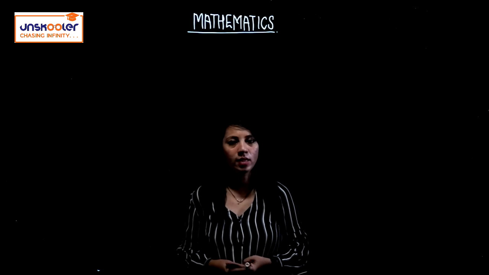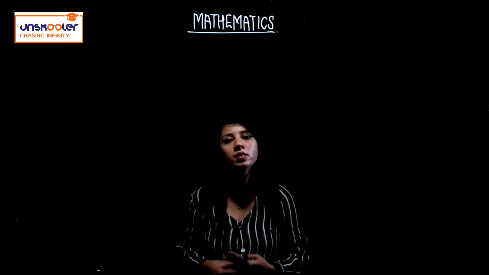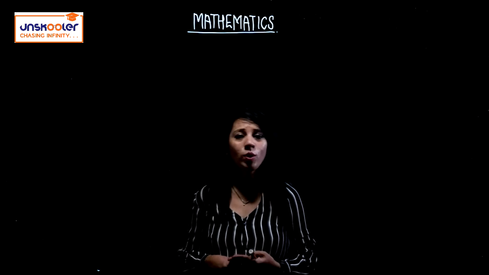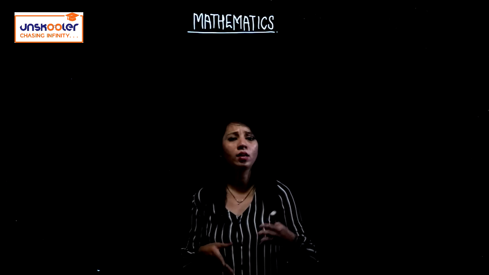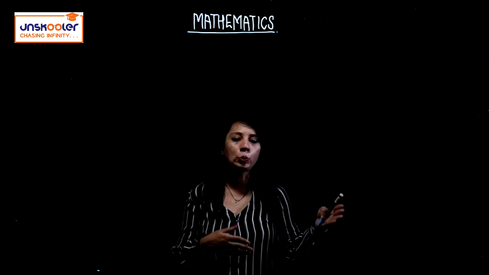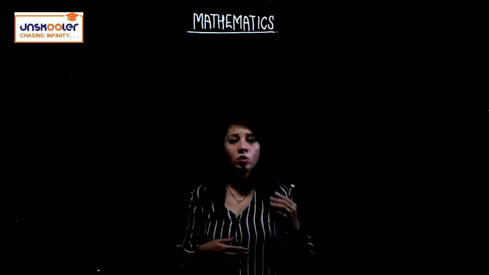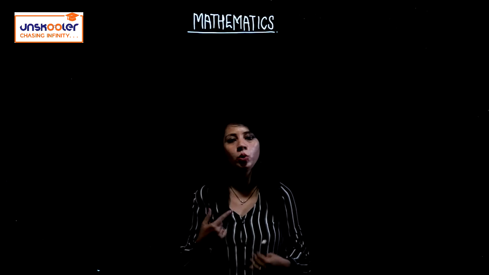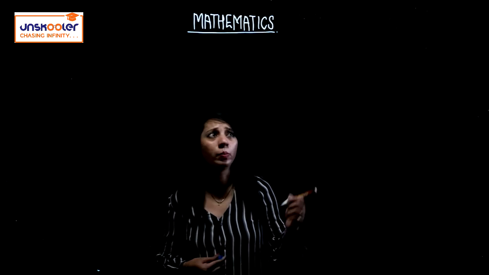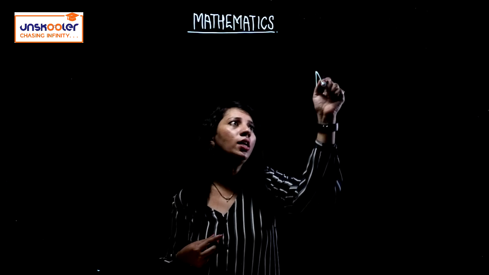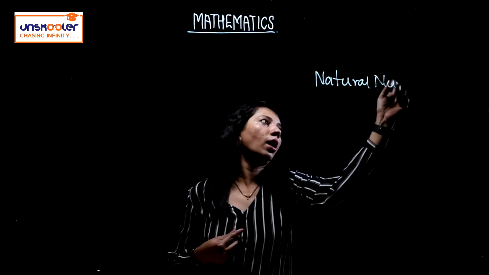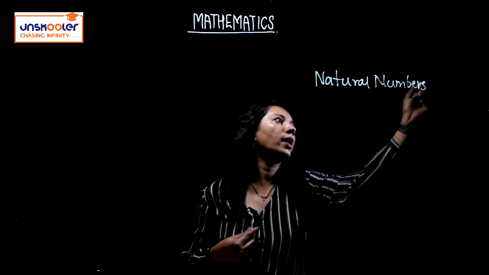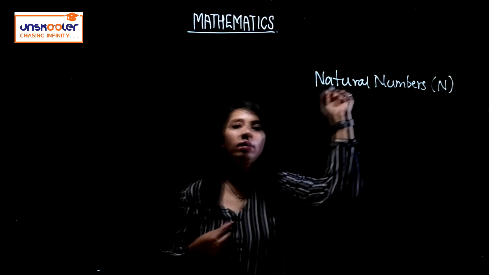In your pre-primary classes or in your nursery class, the first thing you learned in mathematics was counting. So when a teacher asks you to count something, you start counting it from 1, 2, 3, 4 and so on. So these counting numbers come to us naturally. These counting numbers are called natural numbers. Now natural numbers are represented by the letter N.